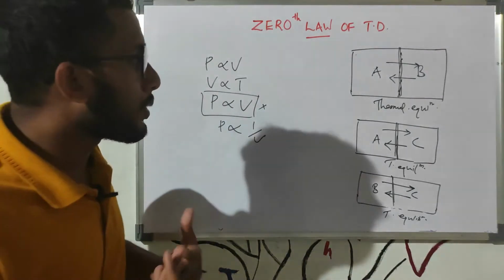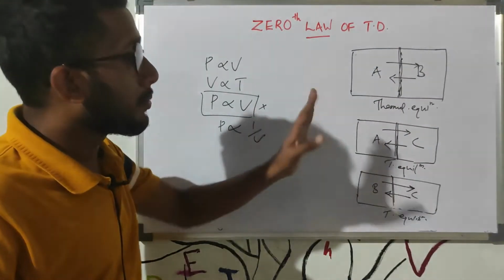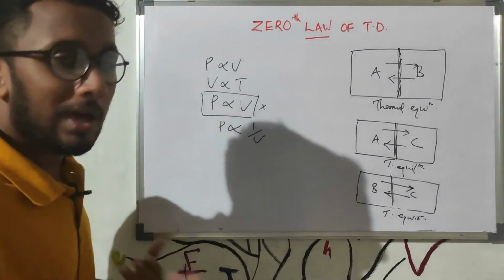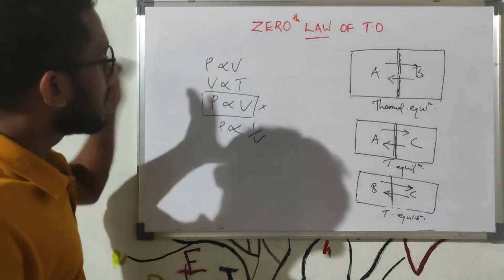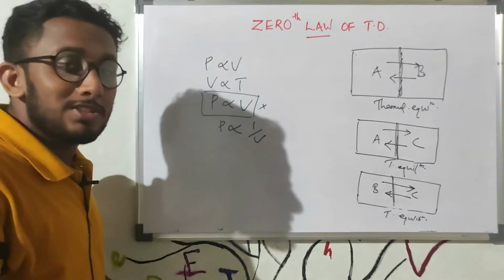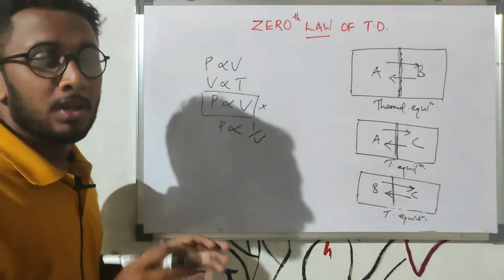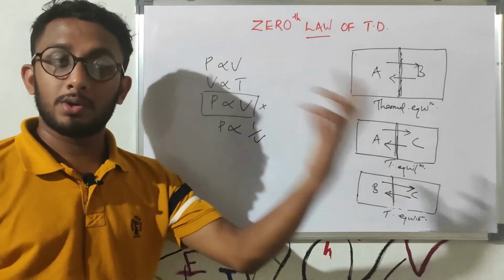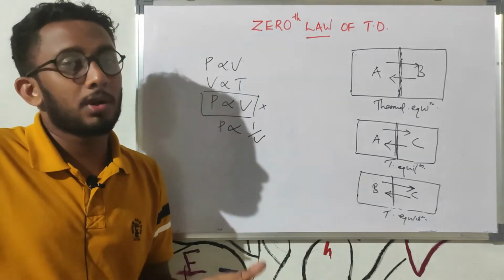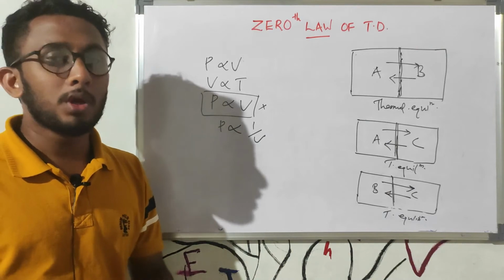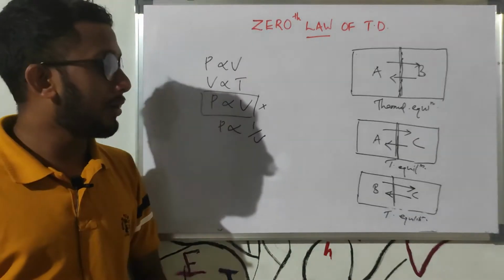So we cannot surely say A to B is equilibrium, A to C is equilibrium, and B to C is equilibrium, because as we see here, P is proportional to V, V is proportional to T, but P is not proportional to T. So at all times there is no such case that three become in equilibrium. So this is not a natural process. So we should define it by using a law.